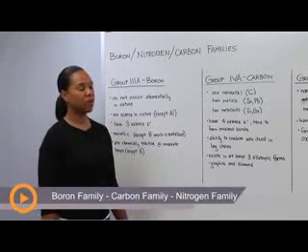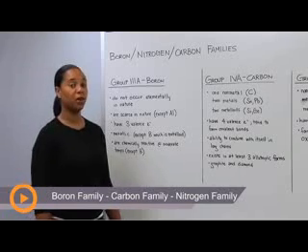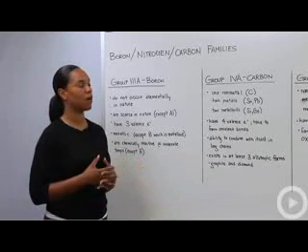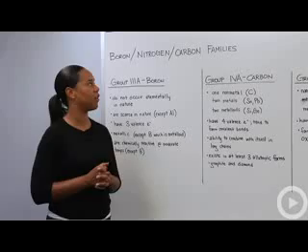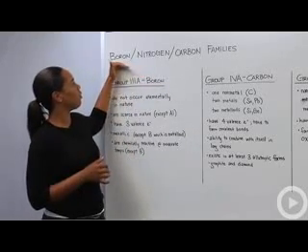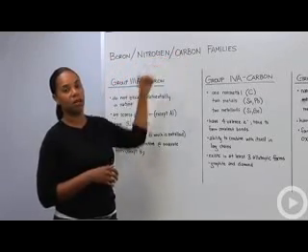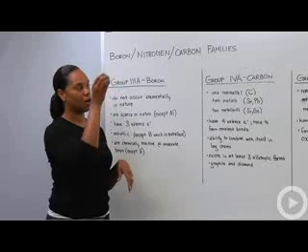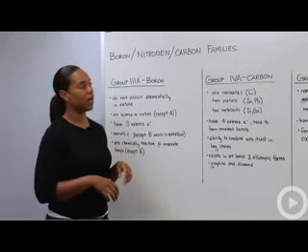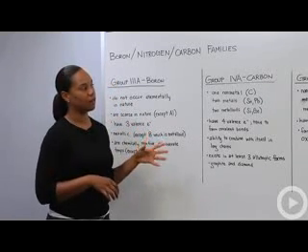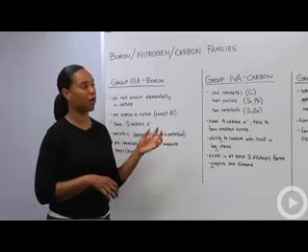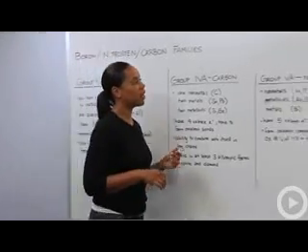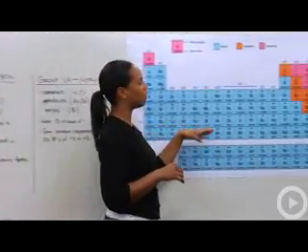So let's delve deeper into understanding the periodic table and how it works for us, and what information is contained therein. Let's talk about the boron, nitrogen, and carbon families. Remember that the families are represented in the vertical columns, and more often than not, they have similar chemical and physical properties. So let's point out on the periodic table exactly what we're talking about.